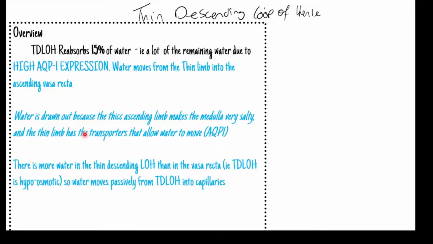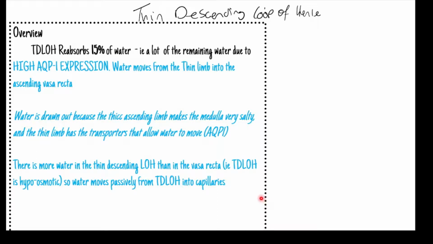Okay. The ascending vasa recta has more solutes in it than the descending limb of the loop of Henle. So that means that the descending loop of Henle is hypoosmotic, which means it has less solutes, which means that water is going to move passively from the thin descending limb into the ascending vasa recta.